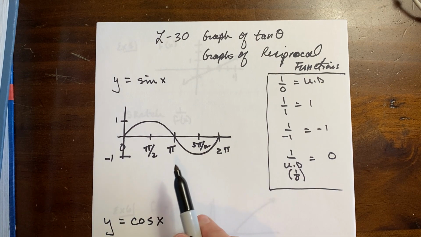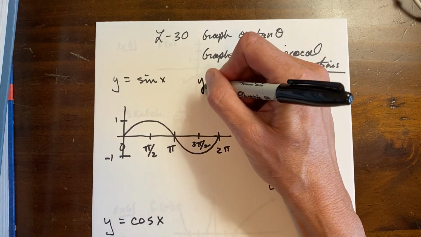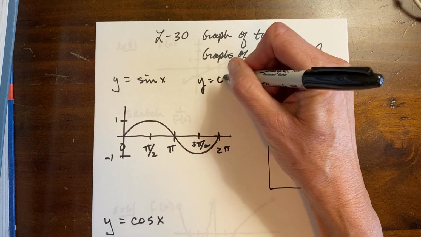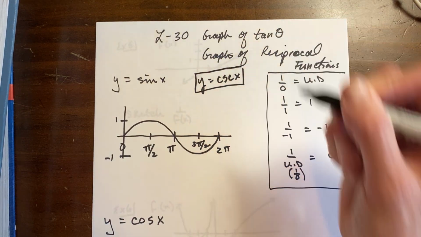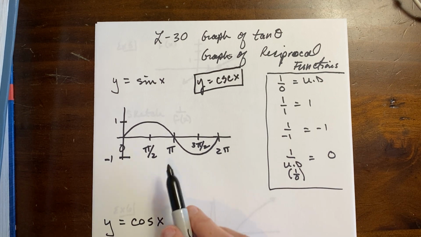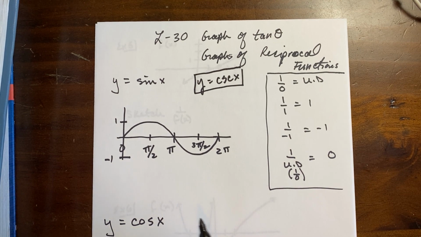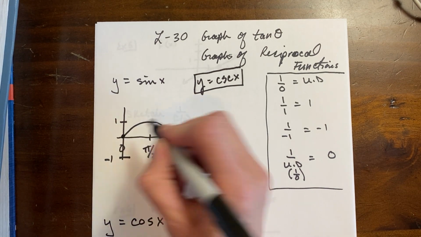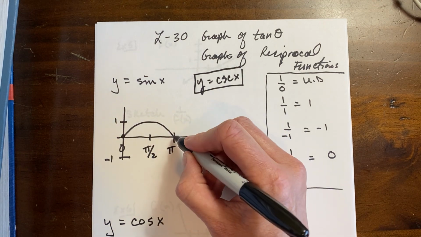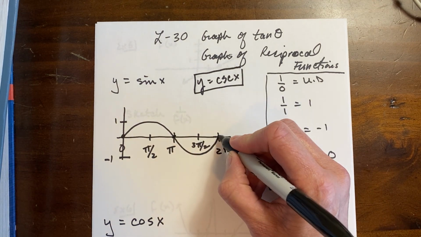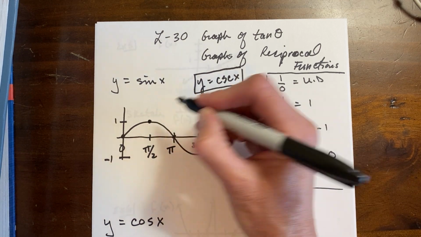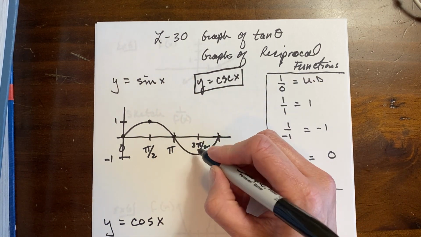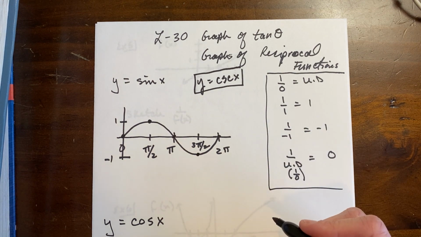So let's start in our pursuit of graphing the reciprocal function of sine. We want to graph the cosecant function. We start by graphing sine. Take note that at 0, sine is 0. At pi, sine is 0. At 2 pi, sine is 0. At pi over 2, sine is 1. At 3 pi over 2, sine is -1.